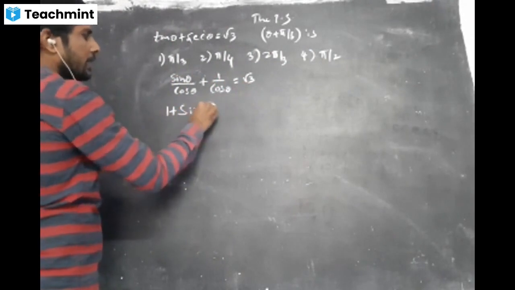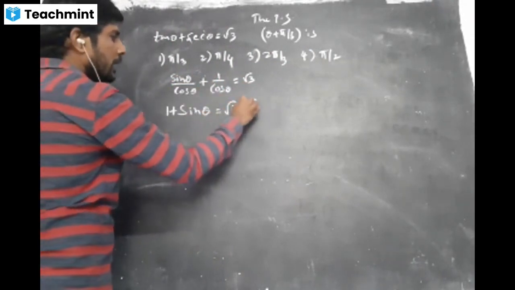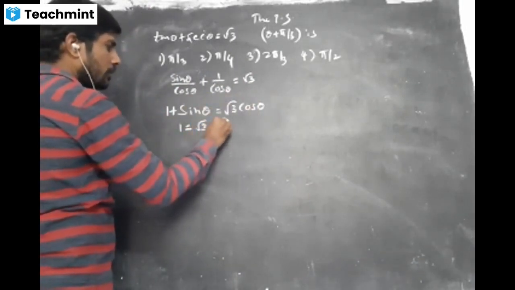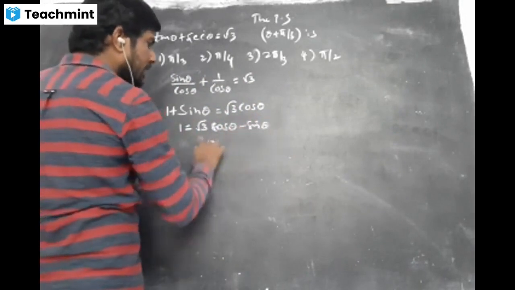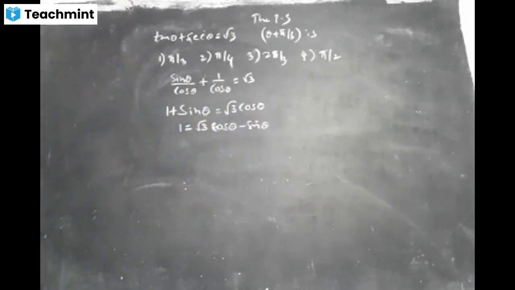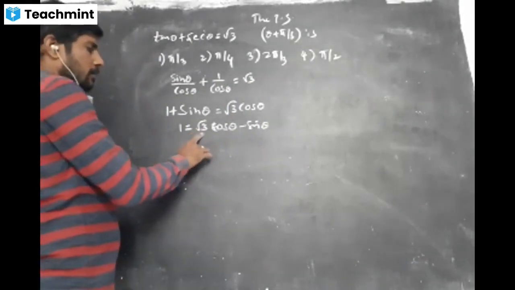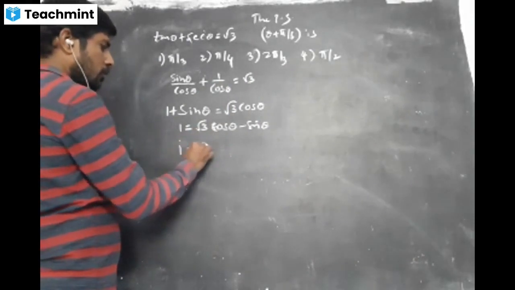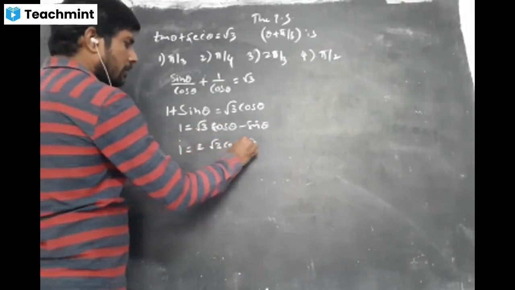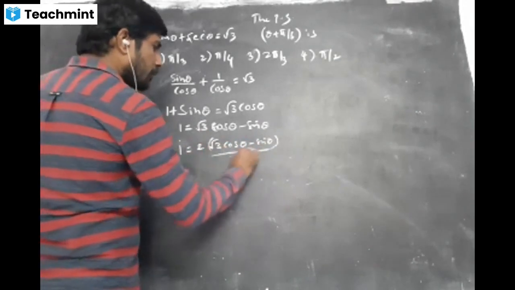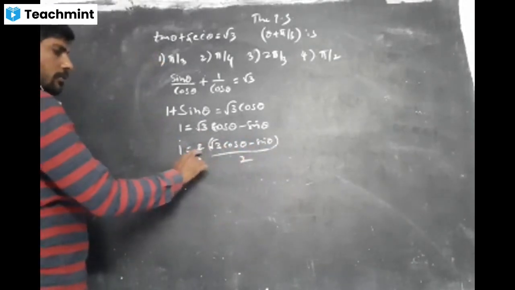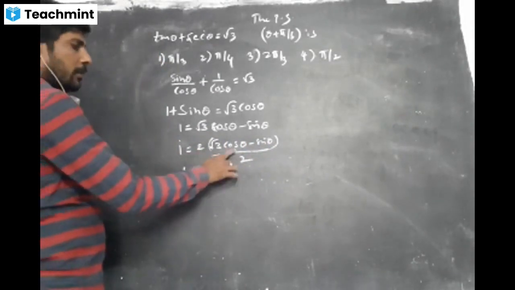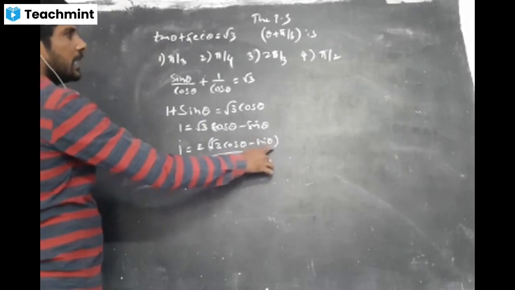1 plus sin theta is equal to root 3 cos theta. So 1 is equal to root 3 cos theta minus sin theta. In this type of problem, whenever the given value is in root 3 terms, we have to multiply and divide by 2. So 1 is equal to 2 into (root 3 cos theta minus sin theta) divided by 2. So this 2 comes to this side: 1 by 2 is equal to root 3 by 2 cos theta minus 1 by 2 sin theta.